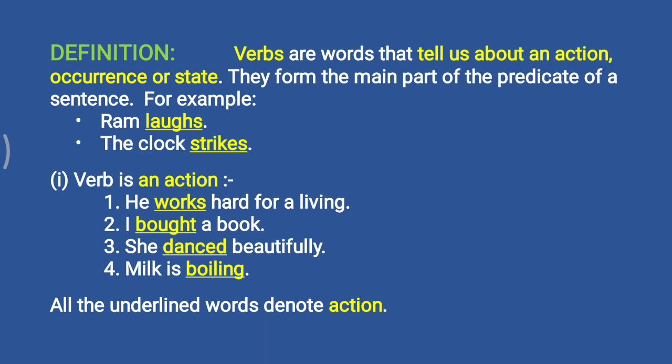Let's take some examples. He works hard for a living. I bought a book. She danced beautifully. Milk is boiling. Here the words works, bought, danced and boiling are underlined. So all the underlined words denote action. That's why these words are called verbs.